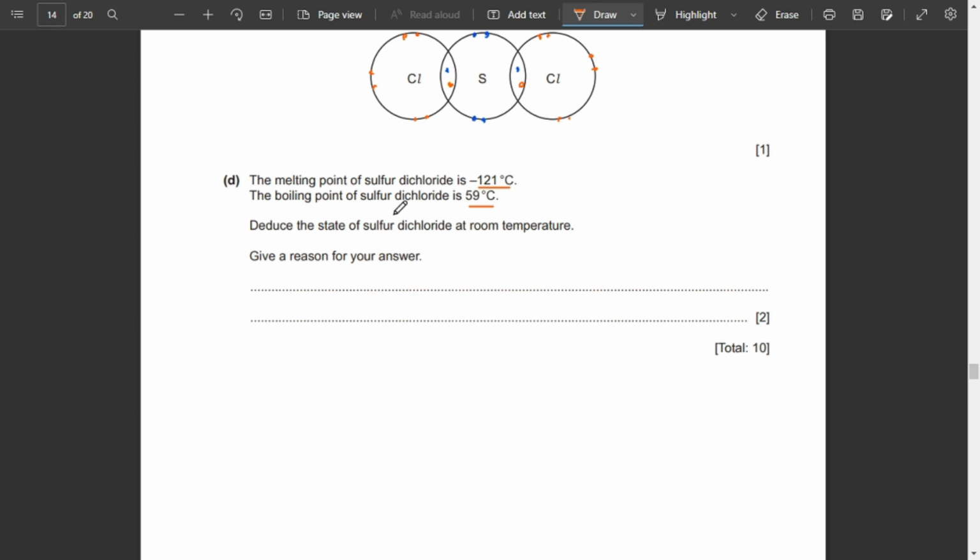Now we are talking about sulfur dichloride at room temperature. This sample of sulfur dichloride is kept at 26 degrees Celsius. We know that room temperature is 26 to 27 degrees Celsius, which is lower than 59 degrees Celsius and higher than minus 121 degrees Celsius. That means it is neither in gaseous form nor in solid form, it is in liquid form. So the answer for this is liquid, and I gave you the whole explanation. You can write the answer according to it.